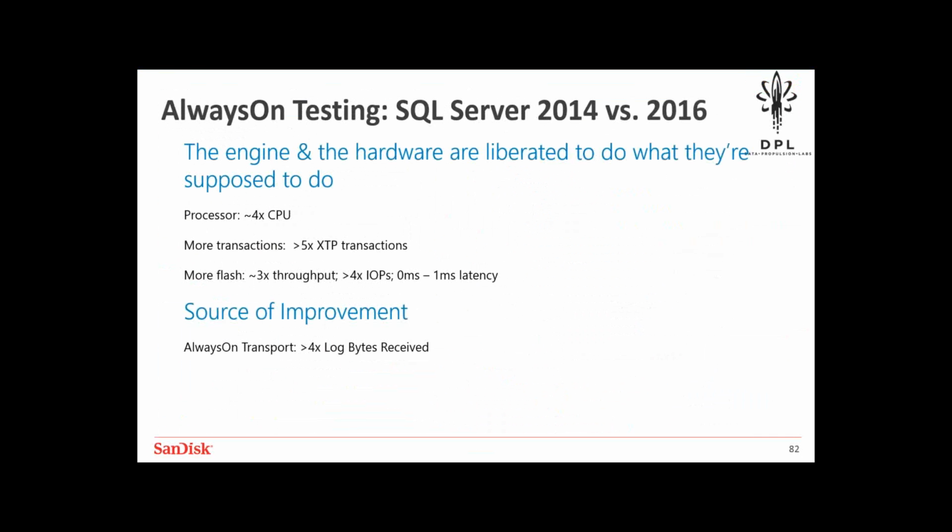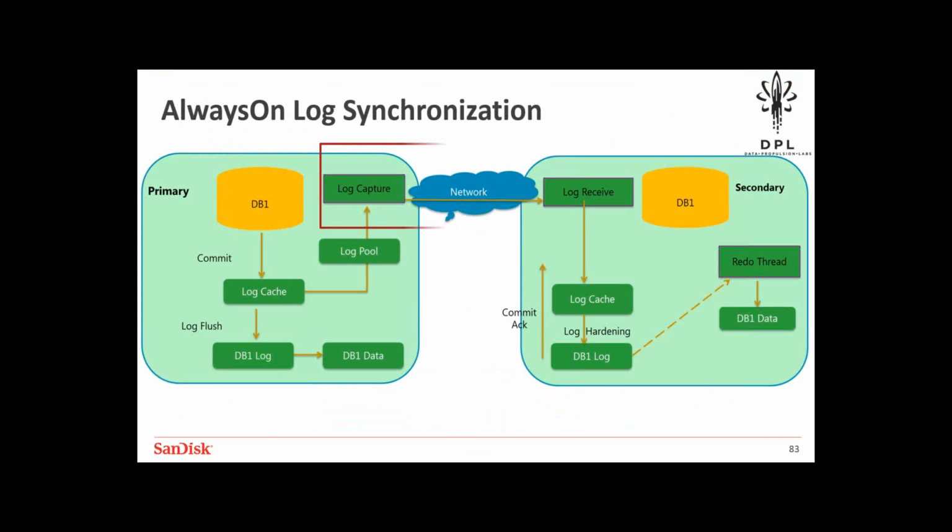Briefly, summary, we leveraged 4 times more CPU. We generated 5 times more transactions, and we were able to leverage the flash more. And this is a function of the improvements that the SQL Server Program Group has introduced into SQL Server 2016 Always On. 3 times more throughput, 4 times the IOPS at very, very low latency. So let's look at this. What are we looking at?